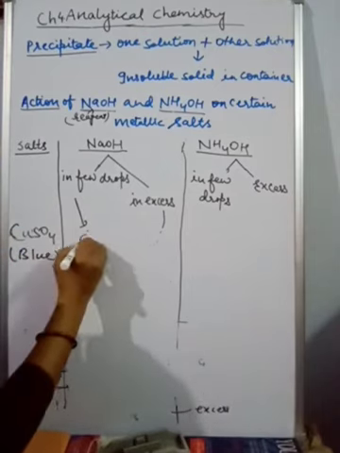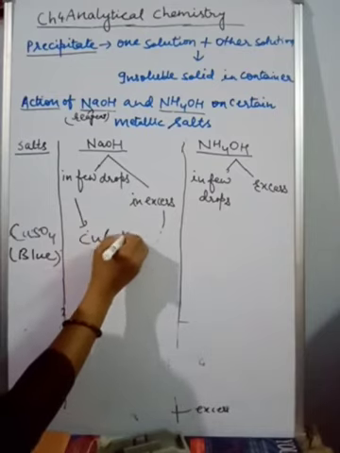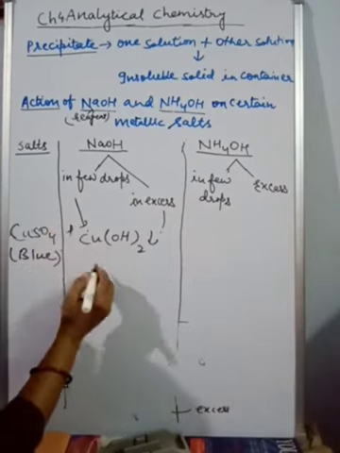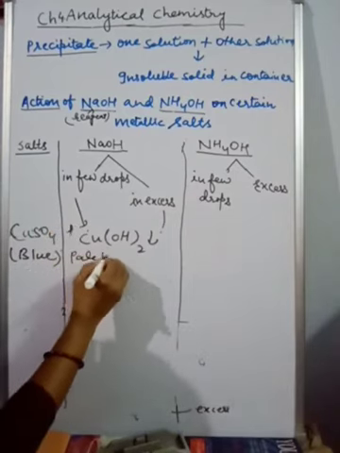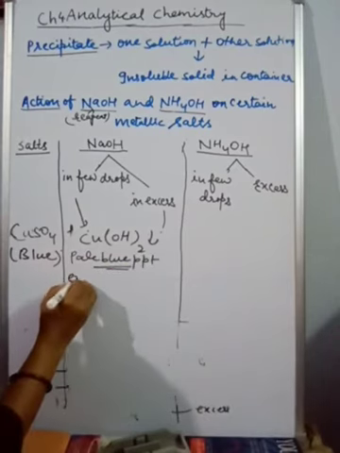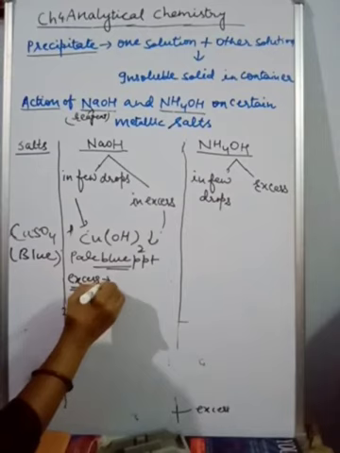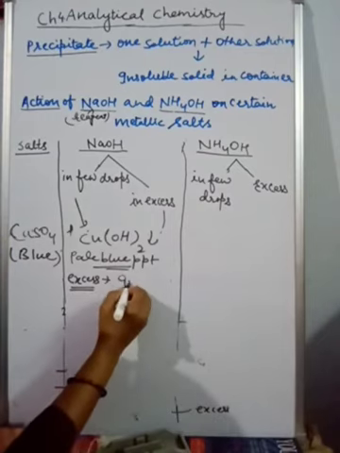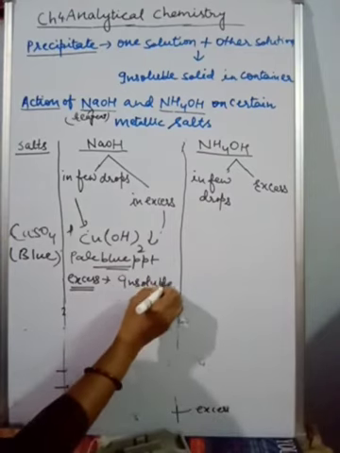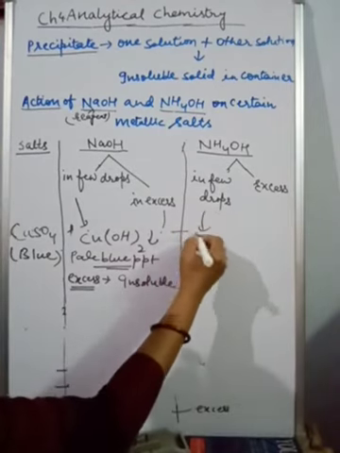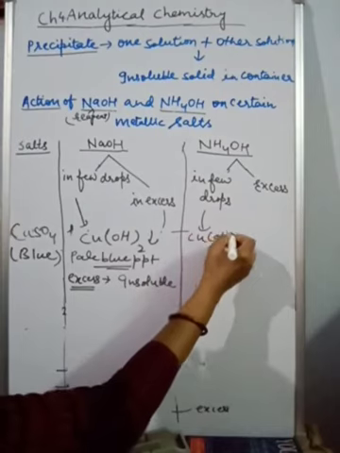Now in this copper sulfate, first you add a few drops of NaOH. Then what will you get? Copper hydroxide in case of few drops, and the color is pale blue. Pale blue PPT. In excess also, the precipitate is not going to get dissolved. So in excess, insoluble. It remains insoluble. Here with few drops, first we get precipitate.